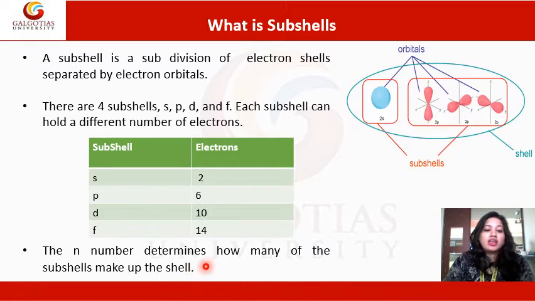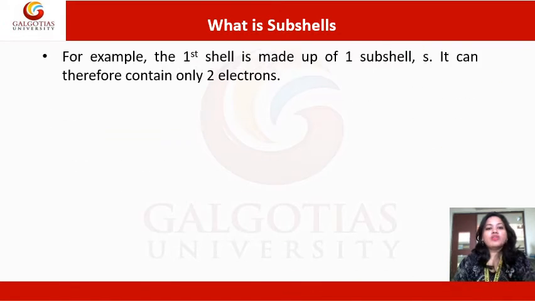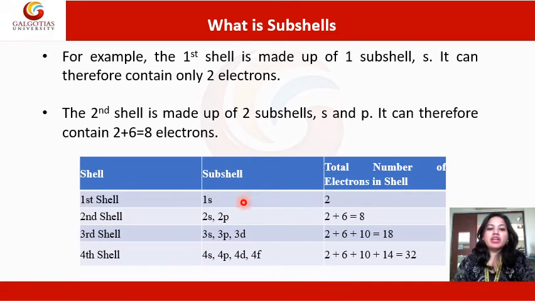The number n determines how many subshells make up the shell. For example, the first shell is made up of one subshell, that is 1s, which contains a total of 2 electrons. The second shell has two subdivisions or subshells, that is 2s and 2p, having a total of 8 electrons. The third shell has three subdivisions, that is 3s, 3p and 3d, having a total of 18 electrons in this shell.